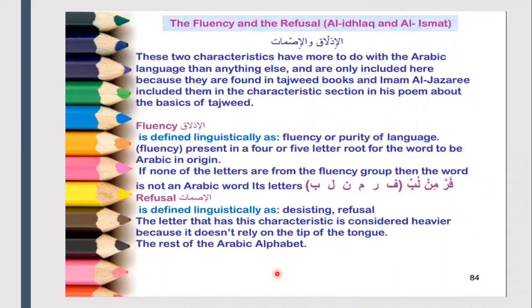Inshallah, today we're going to go through Izlaq and Ismaat, the two phonetic categories of characteristics with their opposites. Izlaq and Ismaat are defined as in the following words. So, Izlaq is fluency and Ismaat is refusal.